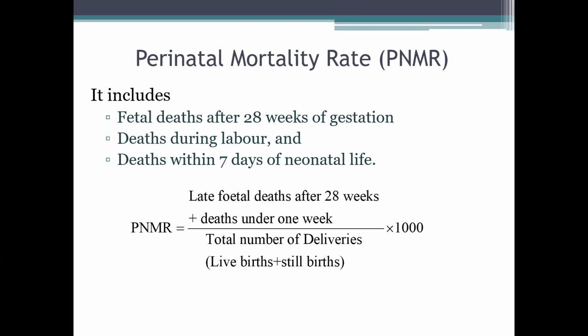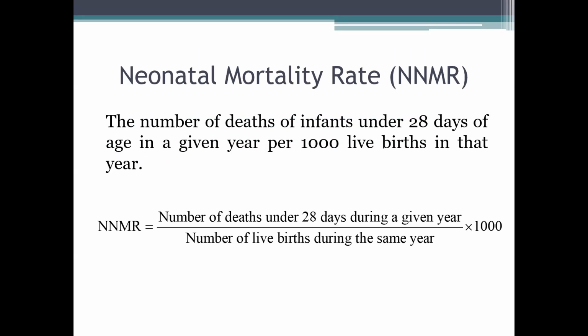Next, perinatal mortality rate. Perinatal includes fetal deaths after 28 weeks of gestation, deaths during labor, and deaths within 7 days of neonatal life. So the formula for perinatal mortality rate is late fetal deaths after 28 weeks plus deaths under 1 week, divided by the total number of deliveries, that includes live births plus stillbirths, multiplied by 1000. This is the formula for perinatal mortality rate.